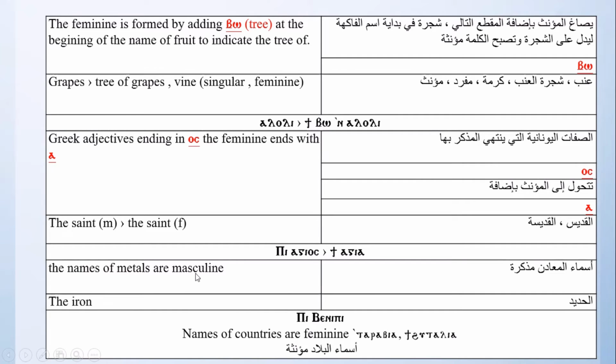The names of metals are masculine. P. Venibi means iron. Names of countries are feminine. T. Arabia means Arabia, and T. Italia means Italy.